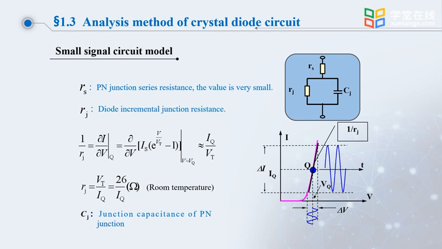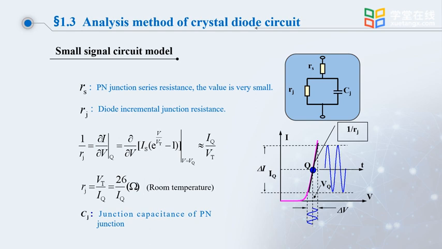In that range the volt-ampere characteristic curve can be approximated as a straight line segment. The relationship between the AC voltage delta V and the AC current is linear, so the diode can be regarded as a resistance. We define its resistance as Rj. The slope of this curve at point Q is 1 over Rj. We can solve this slope: 1 over Rj is the derivative of current I with respect to V at Q. Substituting the expression of I, we find the derivative is equal to IQ plus IS divided by VT.